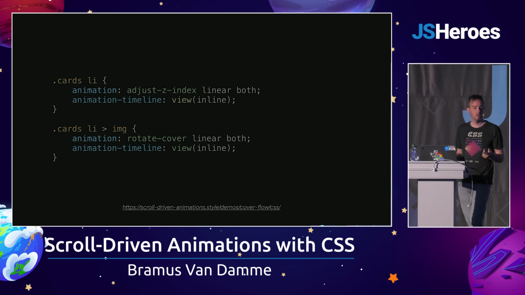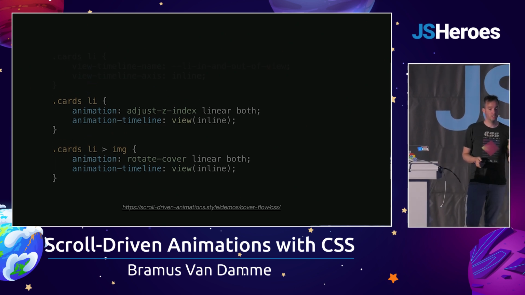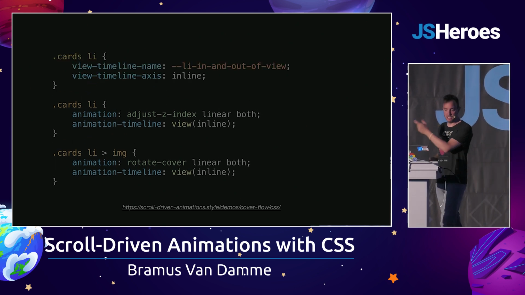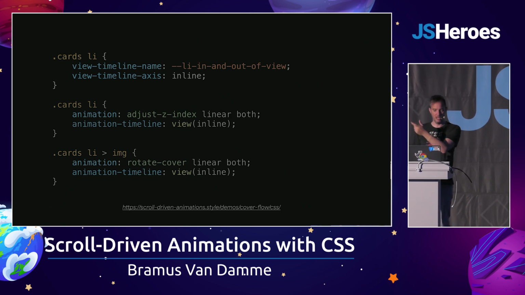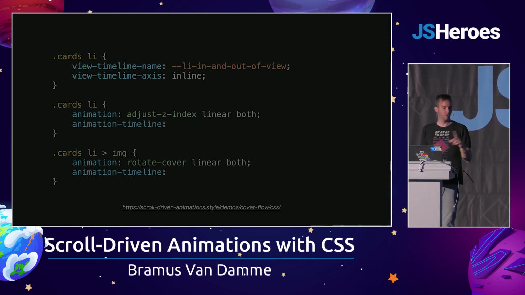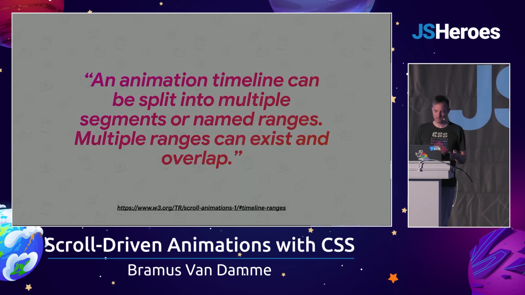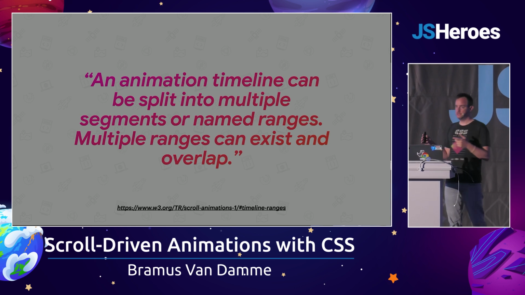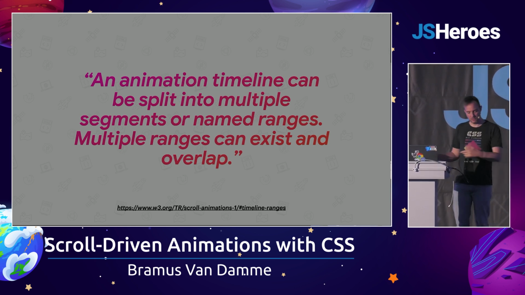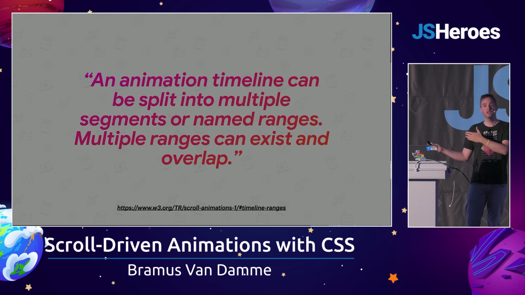So here too, we can replace it by a named timeline, so we're going to end up with fewer instances. We say, hey, you know what, track the li, give the name of li in and out of view, and then we can drop our anonymous view timelines and refer to the other one by name. So if we have 20 albums in our cover flow demo, we will now end up with just 20 view timeline instances instead of before, when we had 40, because we basically had double stuff going on.